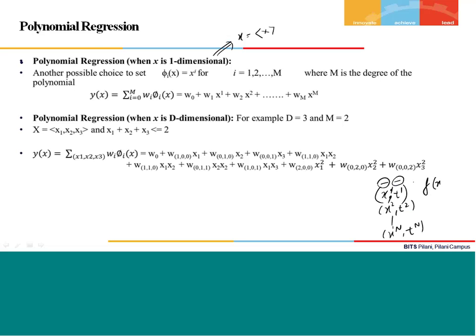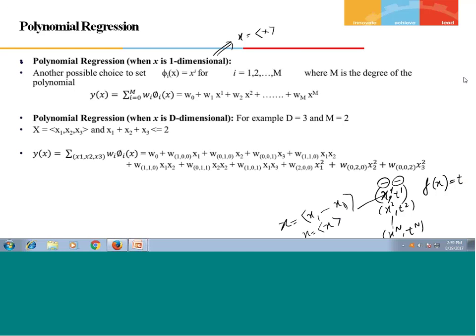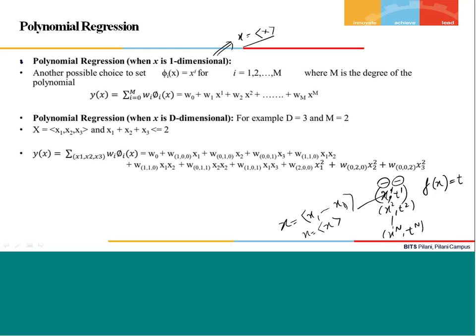So this is in the form f(x) equals t. When I say x0 to xd, it means this x is a vector. You can represent this x as x1 up to xd, a d-dimensional vector. When I say x is univariate, it means this x has only one component in it. So this is my univariate case.